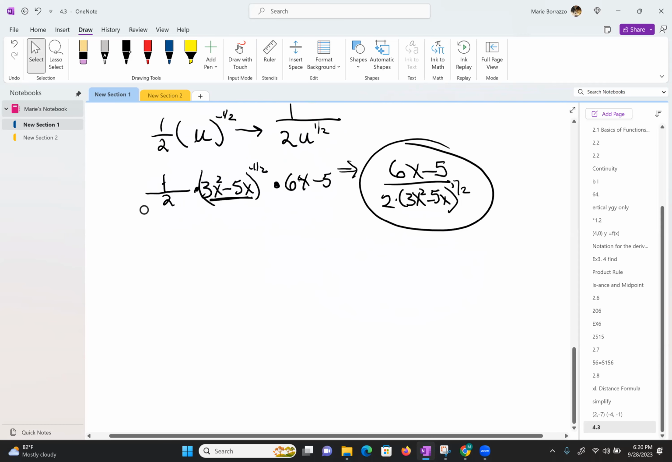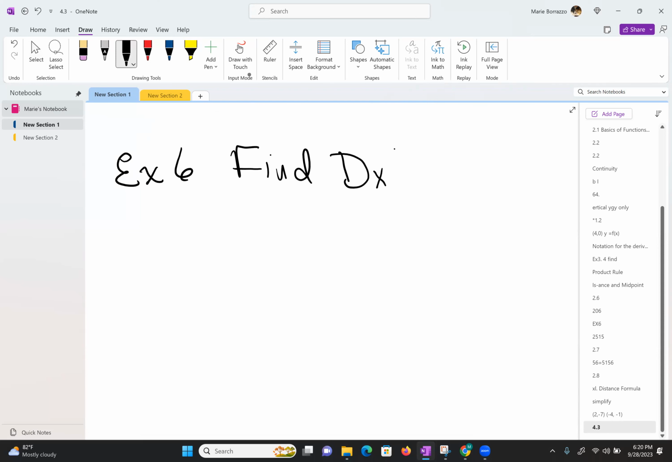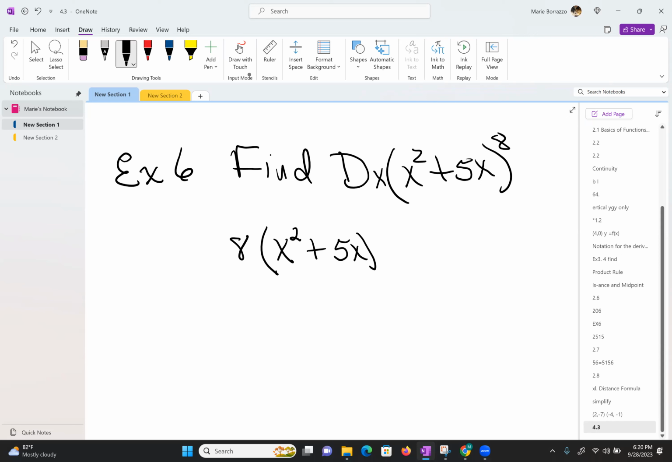I am going to ask you to do one more similar question, which is example 6. This one is asking us to find the first derivative of x squared plus 5x, and this is raised to the 8th power. So if we do this relatively in one swoop, this will be 8 parentheses x squared plus 5x, and this will be raised to the 7th power. And that times the derivative of u, which is going to give me 2x plus 5. And technically, usually in calculus, we don't take this further, because I imagine the 7th power is a very long expression. So we leave the answer there.